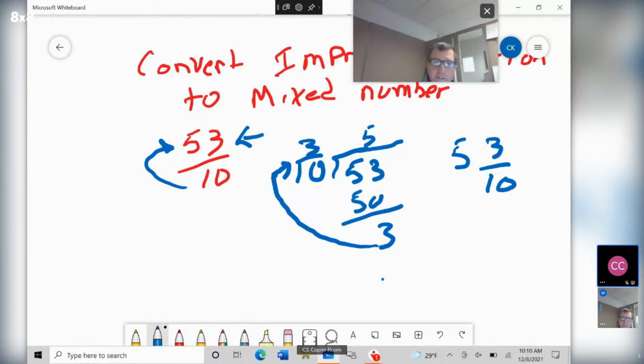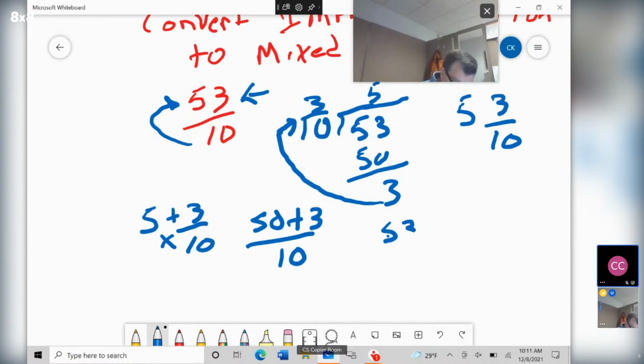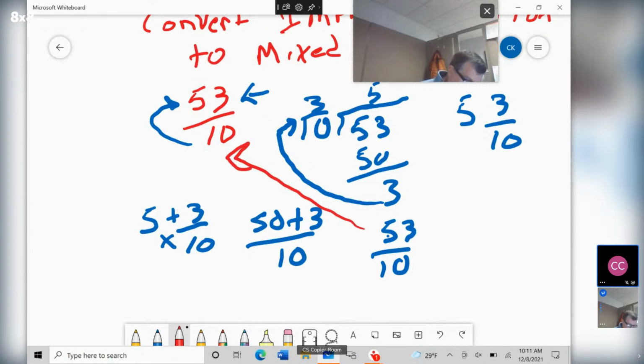And what I'm going to show you too is we can convert this mixed number right back into an improper fraction. So if we have 5 and 3 tenths, and it says convert this mixed number to an improper fraction, what we do is 10 times 5 plus 3. 10 times 5 is 50, plus the 3, over 10. And that's going to give us 53 over 10, which if you look up here, was our original starting fraction. So 53 over 10 can be written as 5 and 3 tenths.